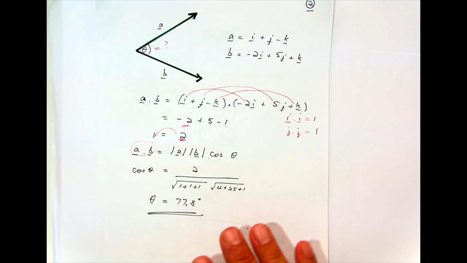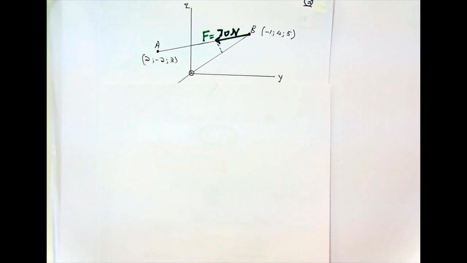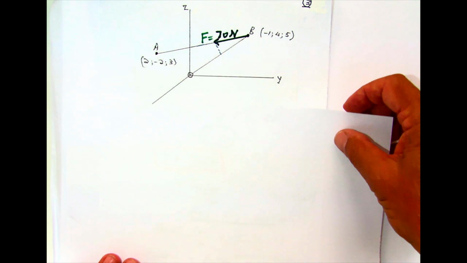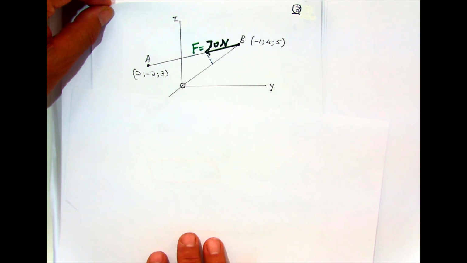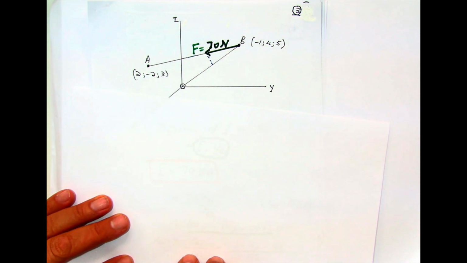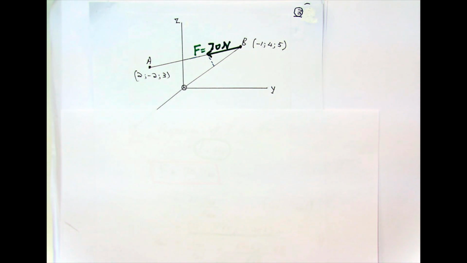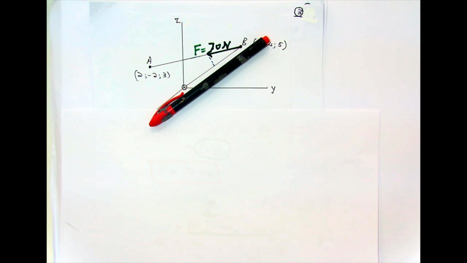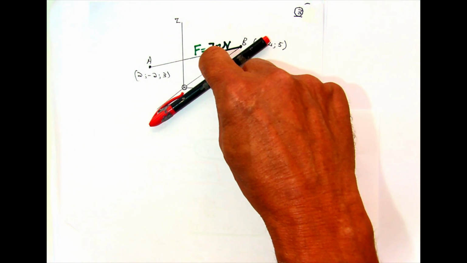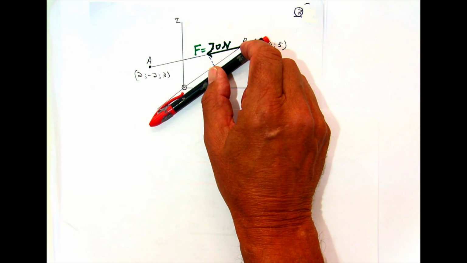Now, there are two things you can do with a dot product. One is you can find the angle between two vectors, and the other thing is you can get the projection of a force on a line. So let's say I have a 70 Newton force there, and I want to know what is the projection of that force on this line. If I drop a perpendicular there, what will that distance be? What will the magnitude of that be?